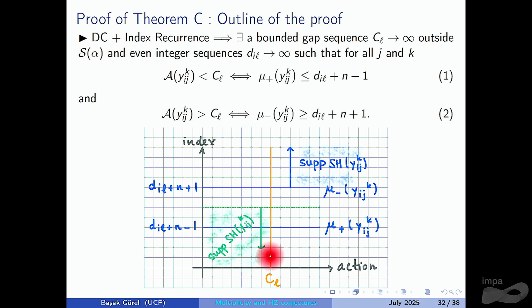So if your action happens to be to the left of c_l for this bounded gap sequence, mu plus will be here, less than d_l plus m minus 1. And if you're to the right of it, then you will be here. It's in fact an if and only if condition.